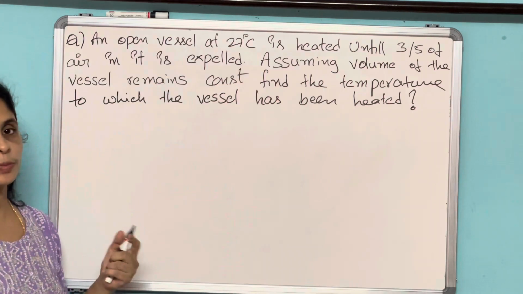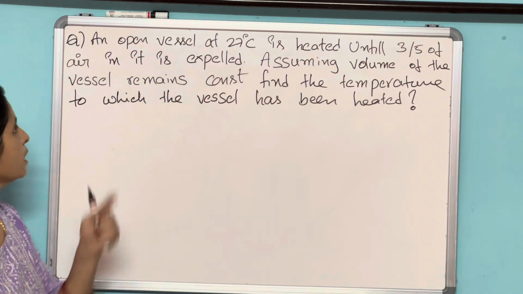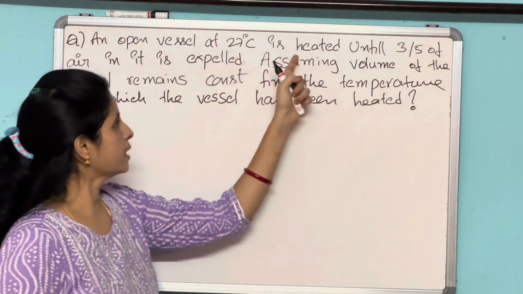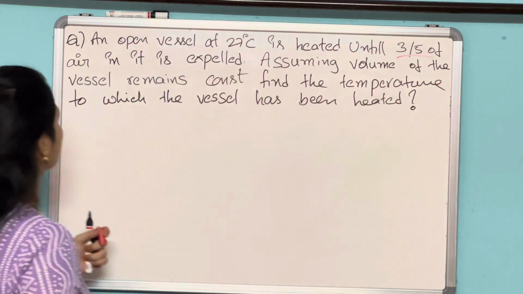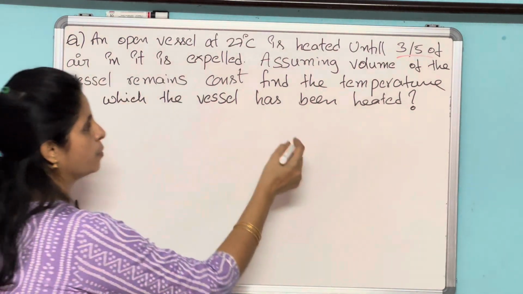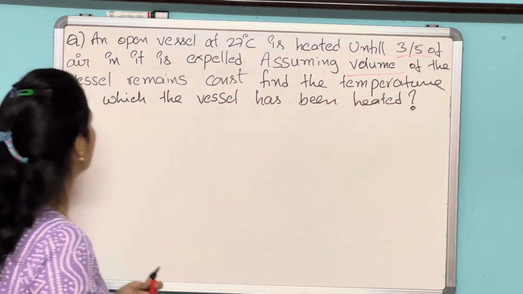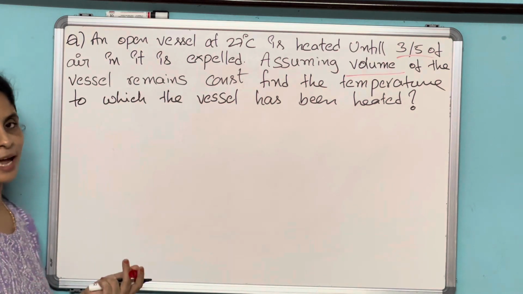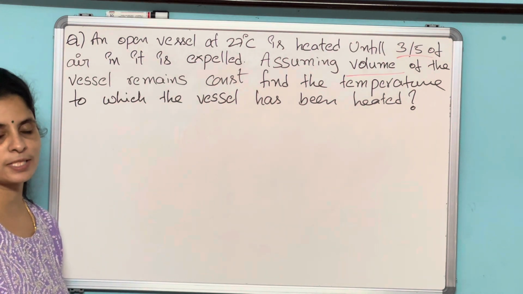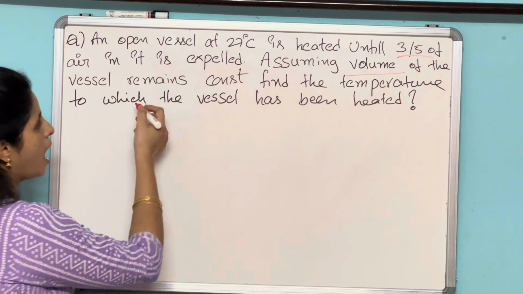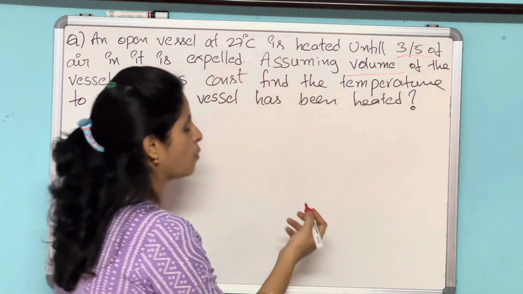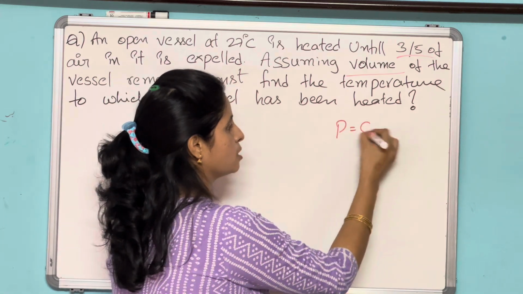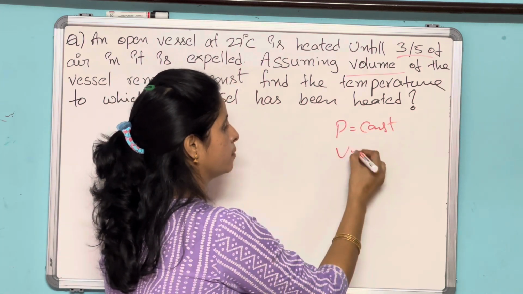Okay, now another problem from the same concept, open vessel. An open vessel at 27 degrees is heated until 3/5 of the air is expelled. Assuming the volume of the vessel remains constant, as we all know for an open vessel, volume is always constant, find the temperature to which the vessel has been heated. So for the open vessel, pressure is constant and volume is constant.